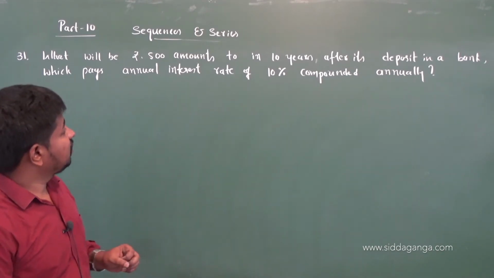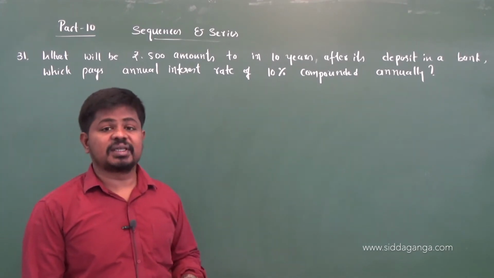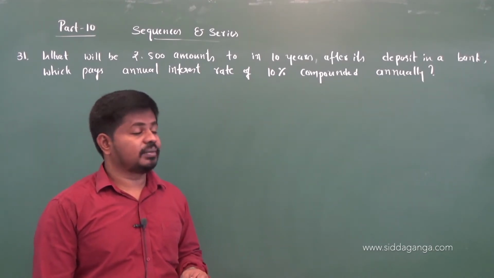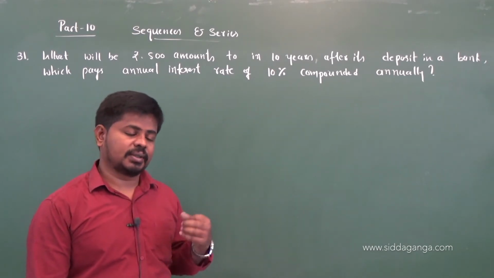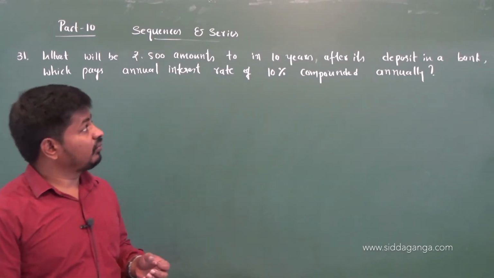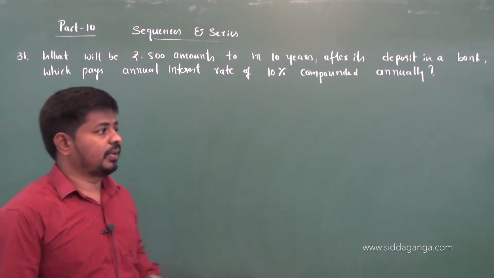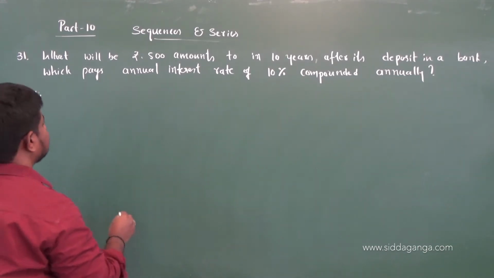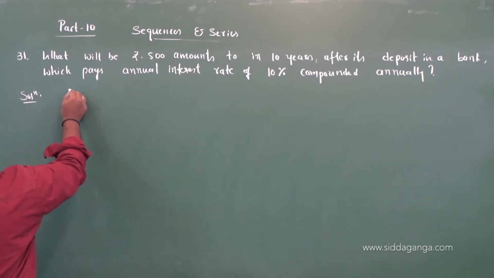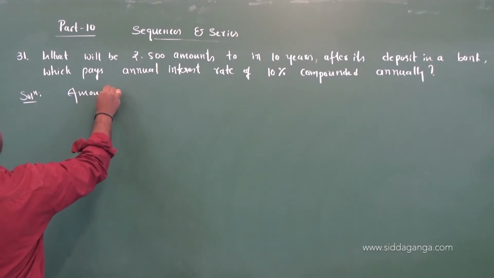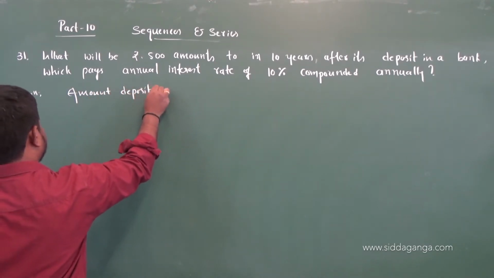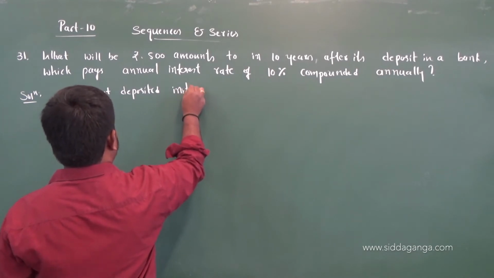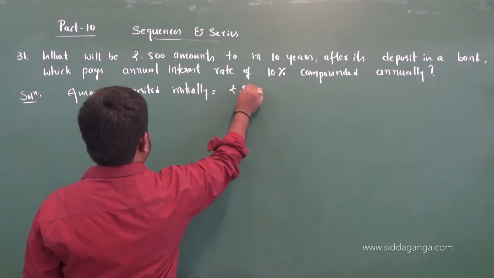Okay. Once again, initial amount deposited in a bank is rupees 500. Here bank is paying a compound interest of 10% annually after every year. So then what will be the amount after 10 years? That's the question. Okay. So now, solution. Amount deposited initially is equal to rupees 500, right?